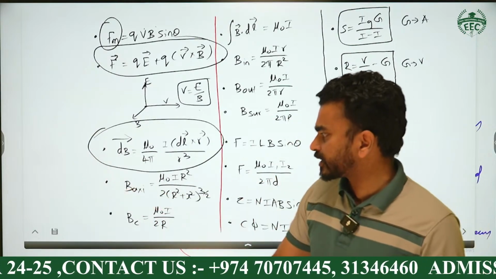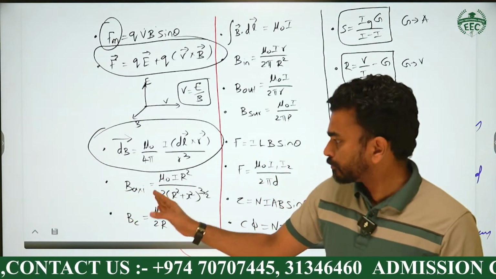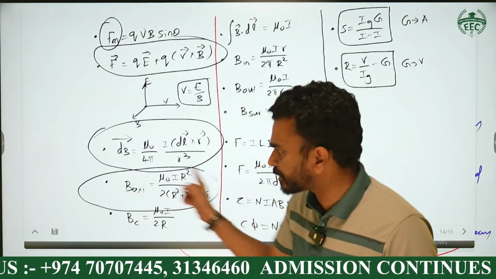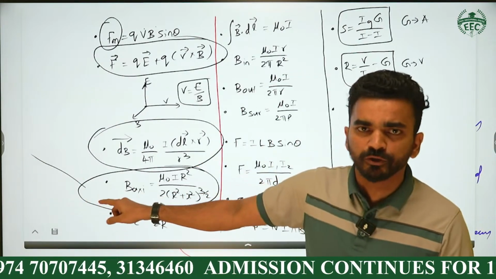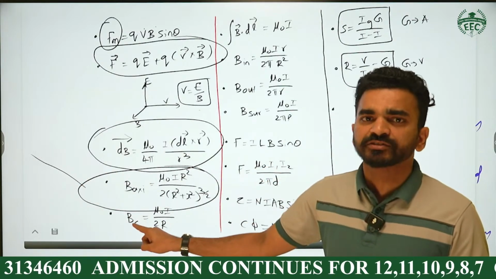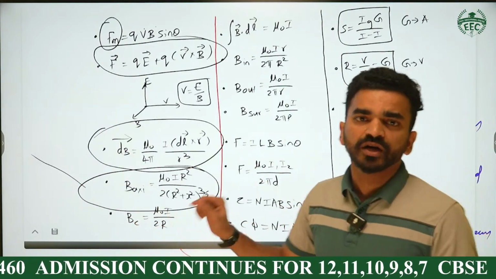Yes, keep in your mind the magnetic field at the axial point of a circle: mu 0 I R square divided by 2 into R square plus X square all raised to 3 by 2. Very important derivation. After moving coil galvanometer, this is the next 5-star derivation. Okay, keep in your mind. Magnetic field at the center of a circle is mu 0 I by 2R, where R is the radius.